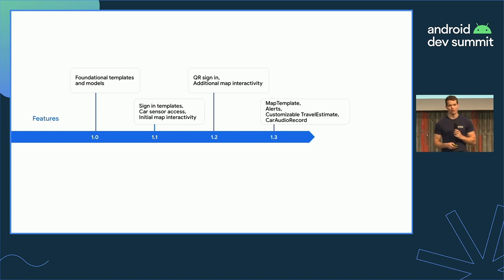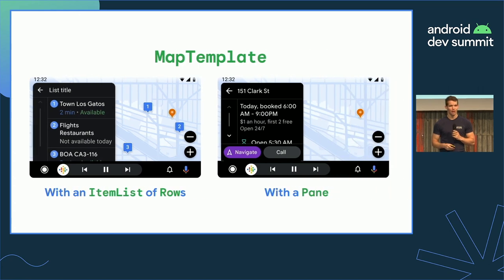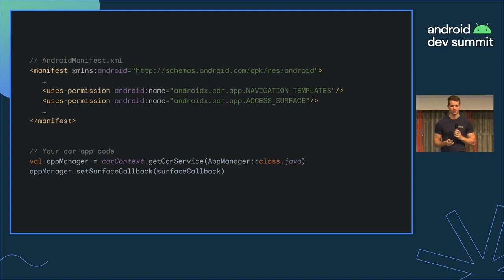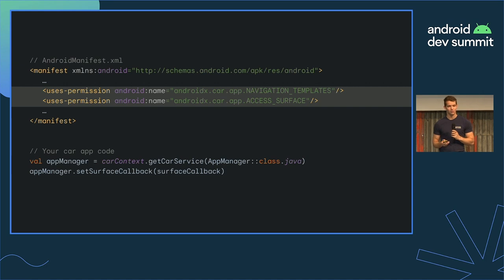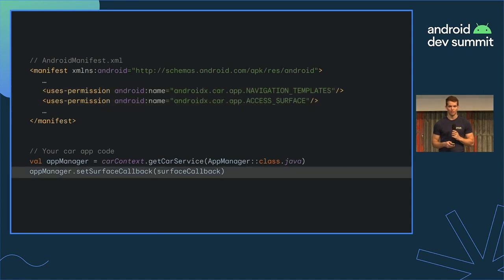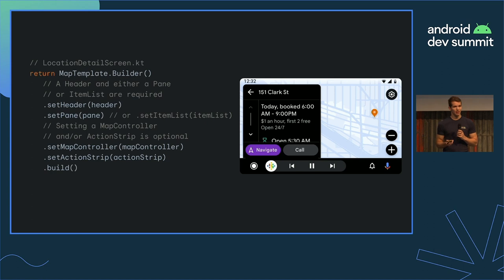In this talk, I want to cover the major new features in 1.3, starting with the map template. With this template, navigation apps can now also display a greater amount of information and relevant actions while also displaying a map. Like the existing navigation templates, you must declare the navigation templates and access surface permissions in your manifest to use the template in your app. Similarly, you're also responsible for drawing the map yourself by providing an implementation of the surface callback interface. With permissions and map running in place, all you need to do is build your map template and return it in your screen's onGetTemplate method.